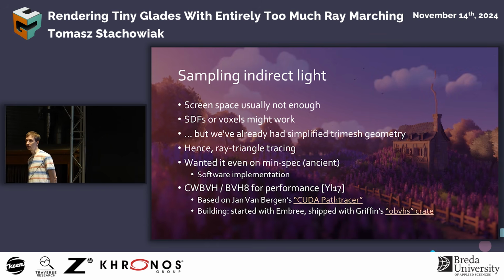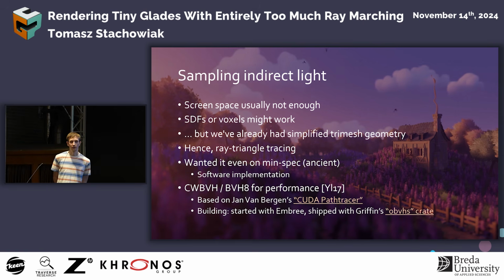SDFs or voxels might work, but at the time we were actually already generating proxy geometry for collisions. So we figured, well, why not just ray trace those? So we built some BVHs and we shot rays against them. There was a cool project by Jan Verbergen called CUDA Path Tracer, which implements a wide BVH tracer. So I borrowed code from that one, and to build the BVH, I used Embree, which was very simple.